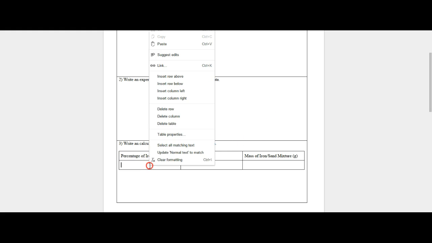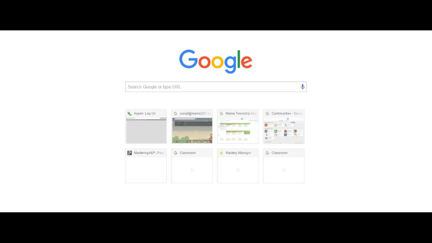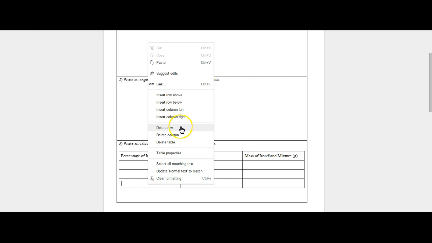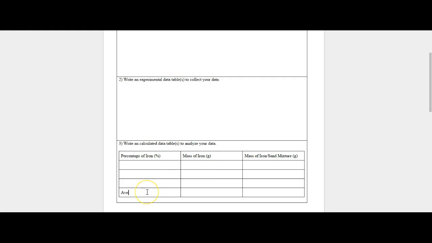Now, maybe I did this with multiple trials. Maybe I didn't. It doesn't really say that I need to. But sure, you could have a couple of rows here so that we could do 3 trials and get a good average off of that. If we did, then maybe we have something down here at the bottom that says average percent, average mass. That wasn't really a requirement, but if you did, you definitely could have.